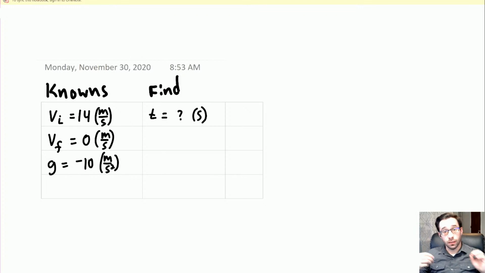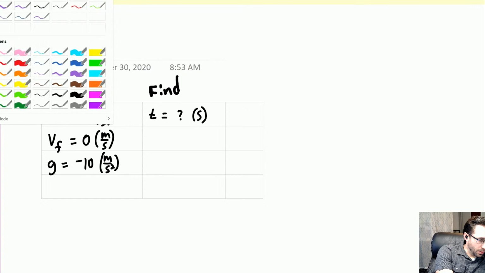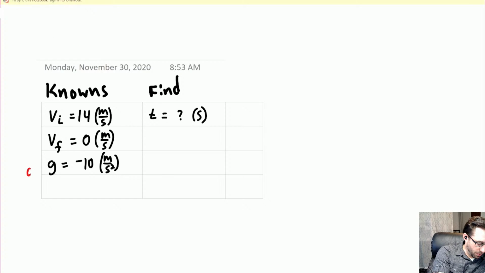So little g is the acceleration due to gravity. A little side note, that is an acceleration.